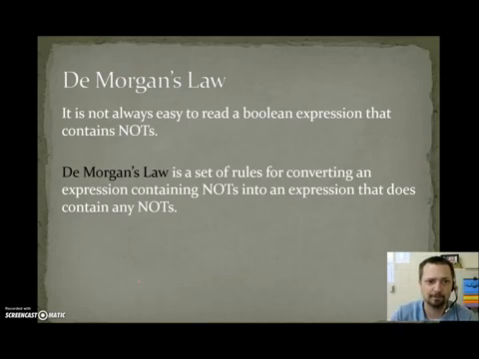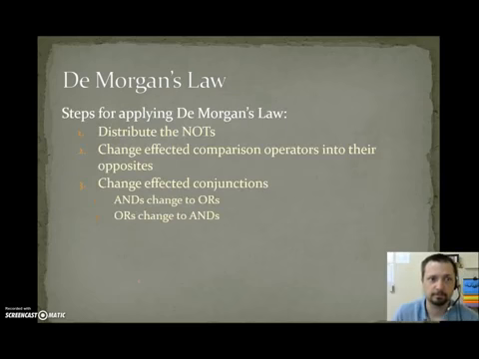De Morgan's law. It is not always easy to read a Boolean expression that contains nots. De Morgan's law is a set of rules for converting an expression containing nots into an expression that does not contain any nots. The steps for applying De Morgan's law. Distribute the nots. When you distribute a not, anything it affects, you should apply it to.